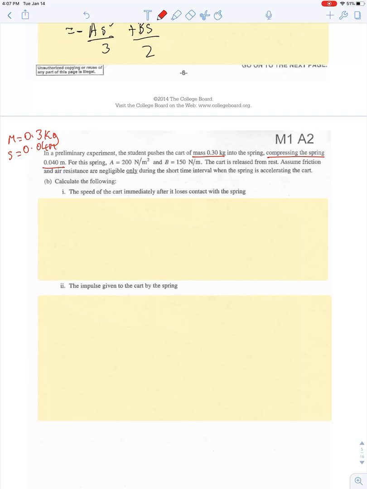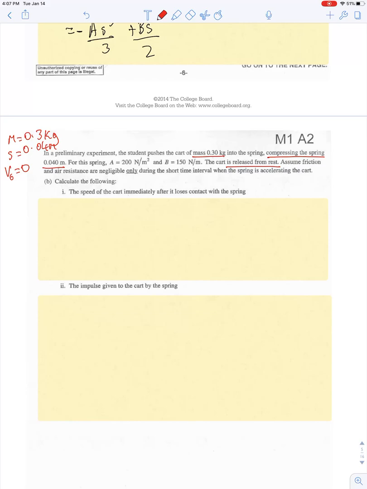For this spring, A is equal to 200 Newton per meter squared. And B is equal to 150 Newton per meter. The cart is released from rest. I underline that. And I know from rest, v0 is equal to 0. Assume friction and air resistance are negligible only during the short interval when the spring is accelerating the cart.